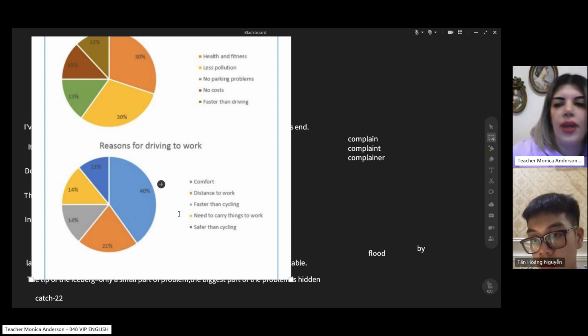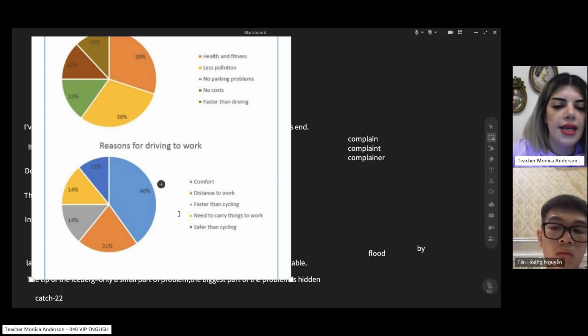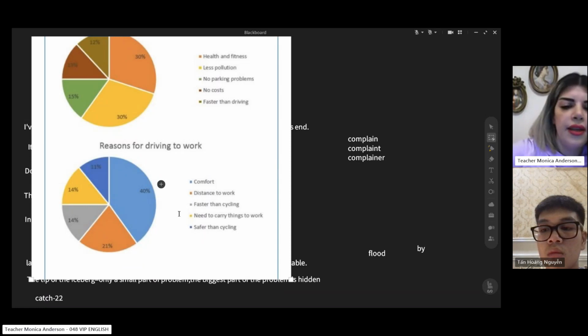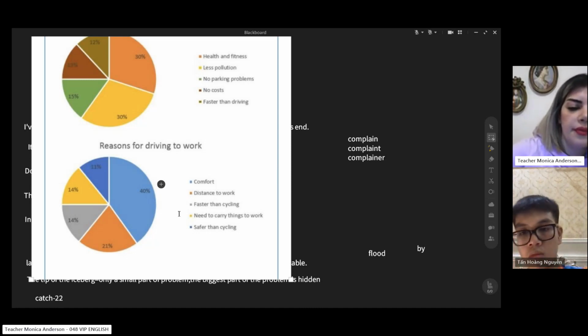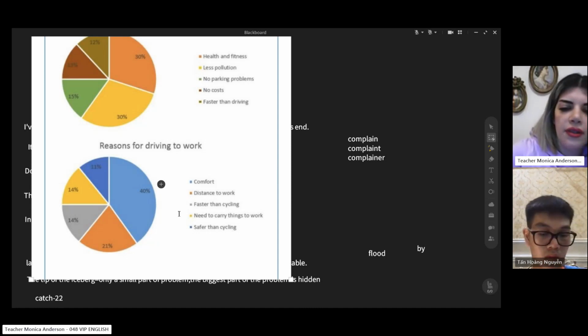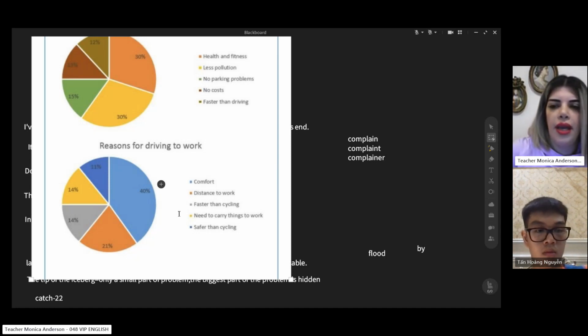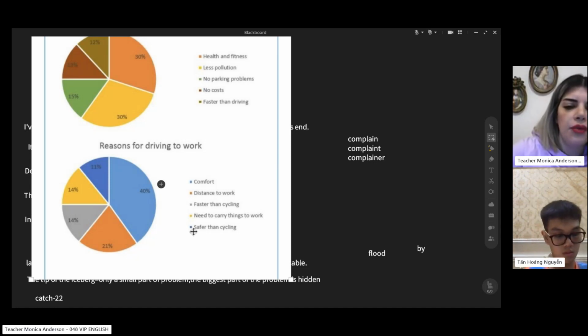So let's keep going. Now, comfort, first of all, is the most significant factor at 40% of people. So this is the first factor, but there is another one.